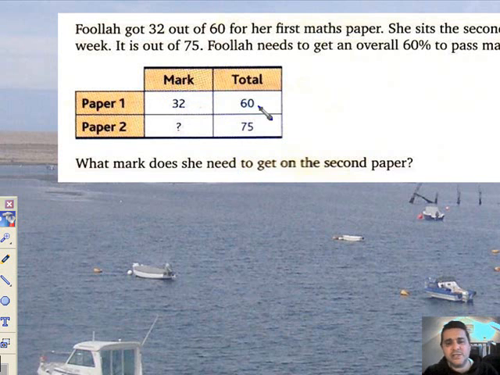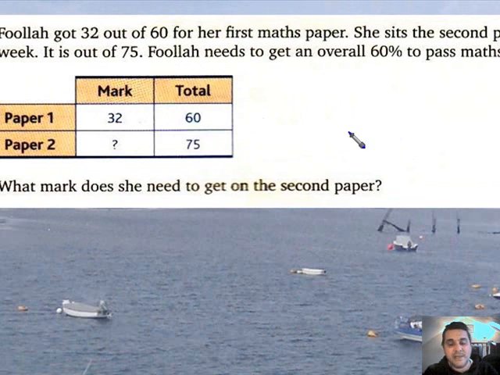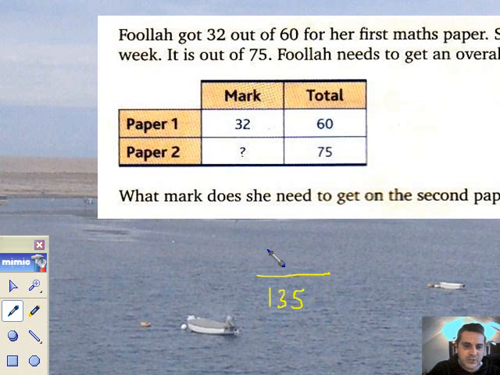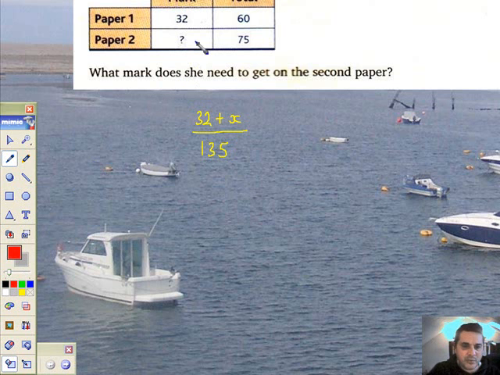Well, 32 out of 60, plus something out of 75 has got to equal 60%. So essentially her overall test score will be out of 60 plus 75, 135. So if she's got to go out of 135, she's got 32 already, plus she needs something. Let's just call it x, and I'll put the x in the table, then you know what we're talking about. And that's a fraction, obviously.